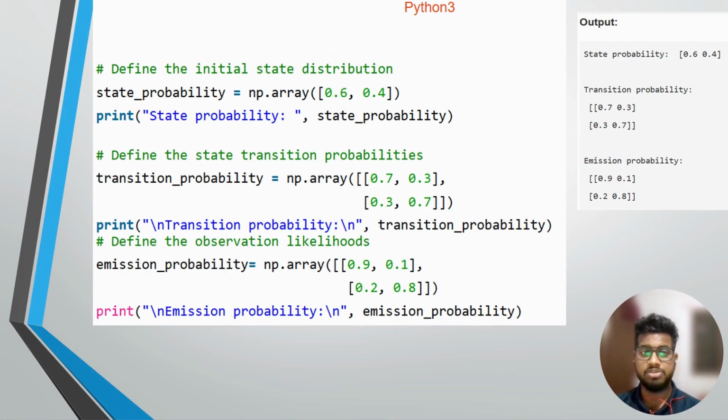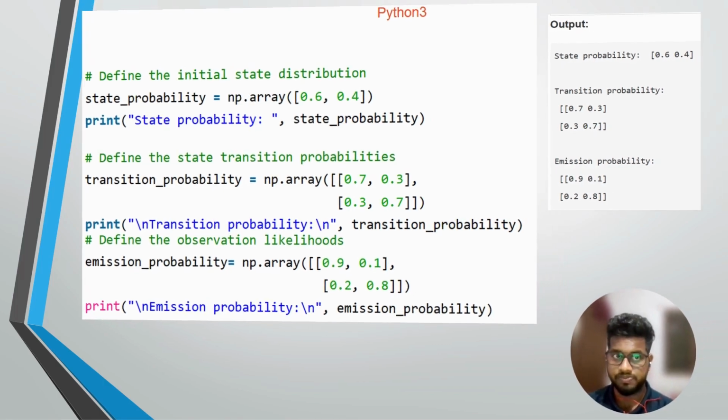Here we have code demonstrating the initial state distribution with probabilities of 0.6 and 0.4. We are printing the state probability as 0.6 and 0.4. On the right hand side, you can see the outputs of our code. Then we define the state transition probabilities in the 2 times 2 array matrix, and then we are printing them out too. Just like that, we also define the emission probability and print it out too.